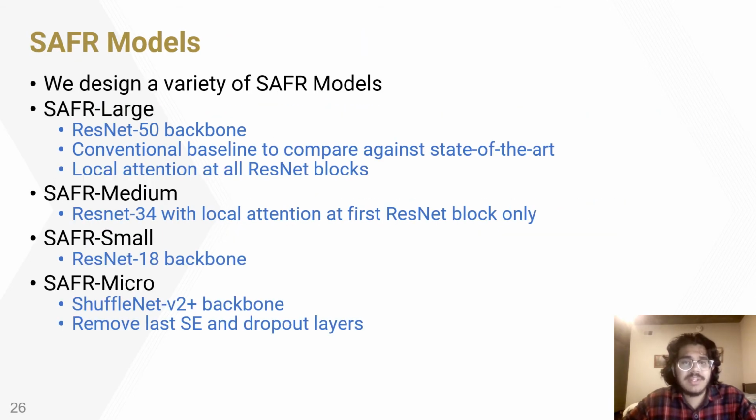Accordingly, we design a variety of SAFR models for the continuum of cloud to edge. SAFR Large uses a ResNet 50 backbone and attention at all blocks. It is designed as a cloud model for more difficult ReID queries.